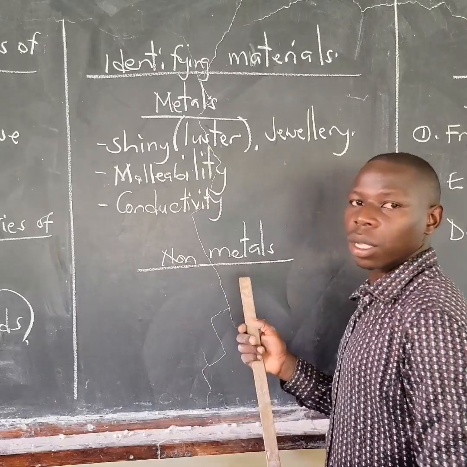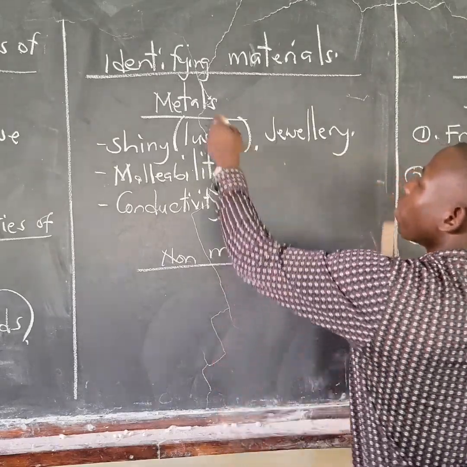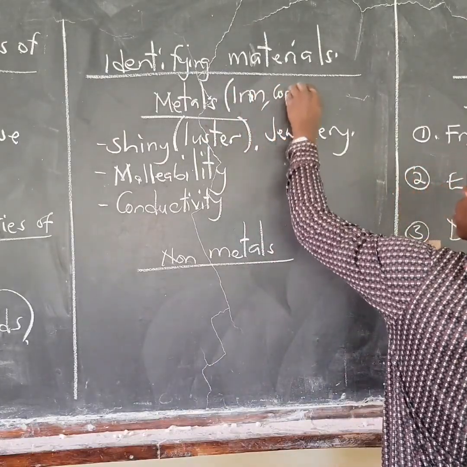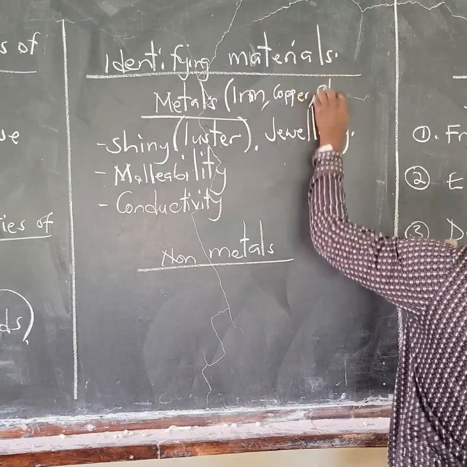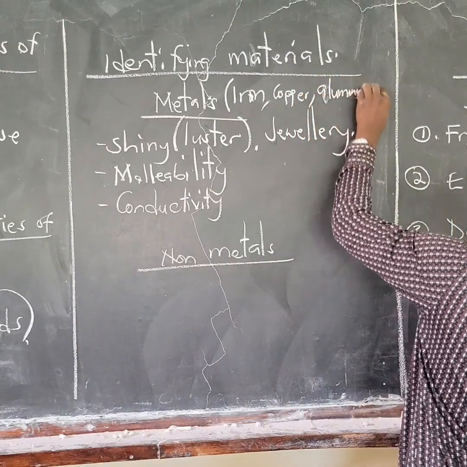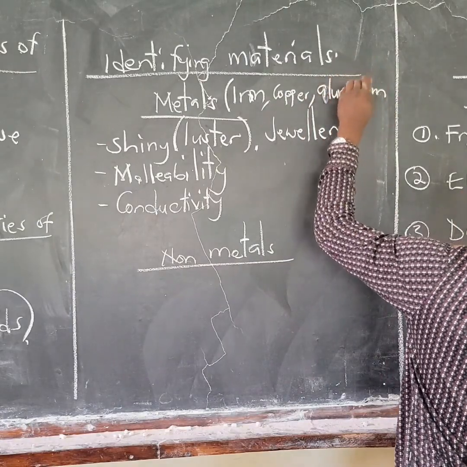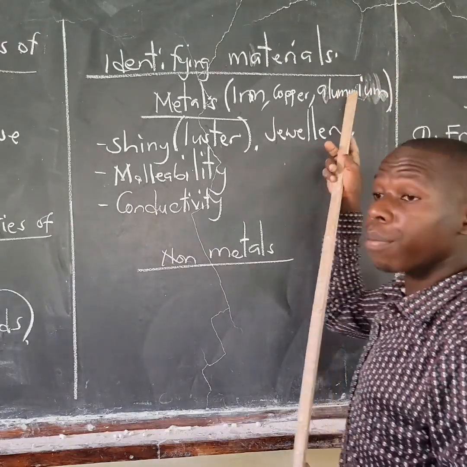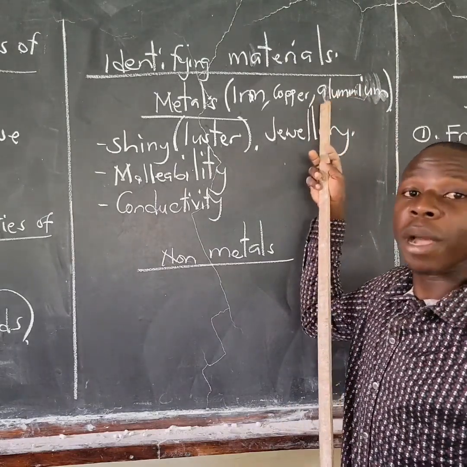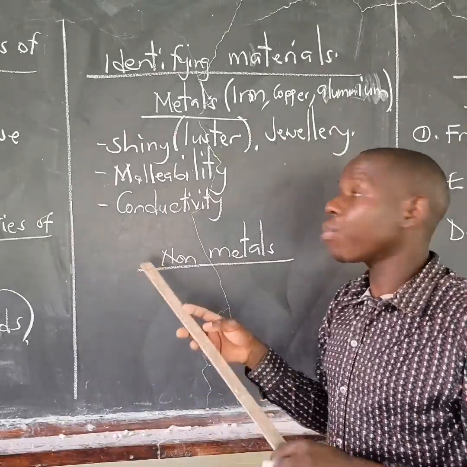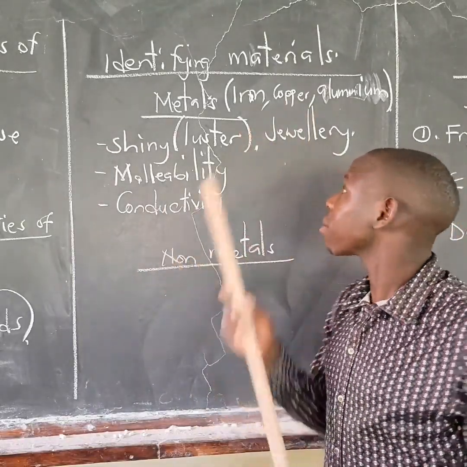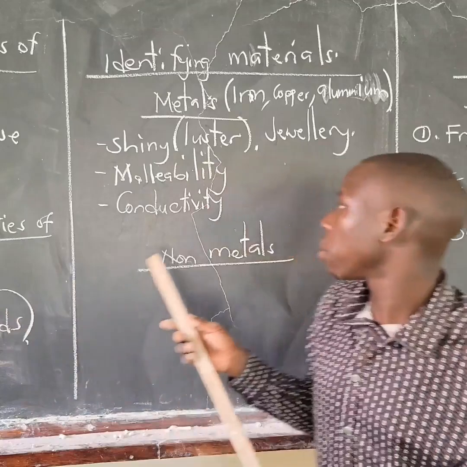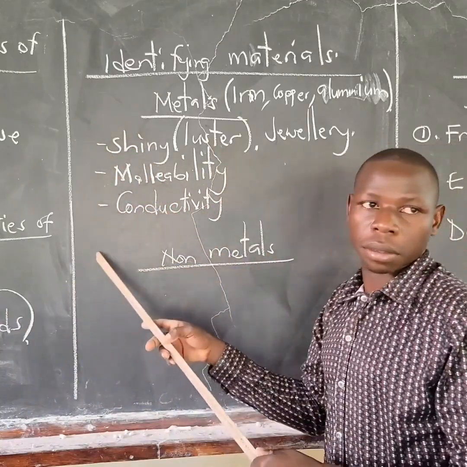For other metals, for example of the metals we can give, we can talk of iron, copper, aluminium. We find that aluminium can be used in making saucepans, aluminium foils, which can be bent without breaking. Copper is used in wires. Iron is used in making iron nails, iron sheets, and many others because of its properties.